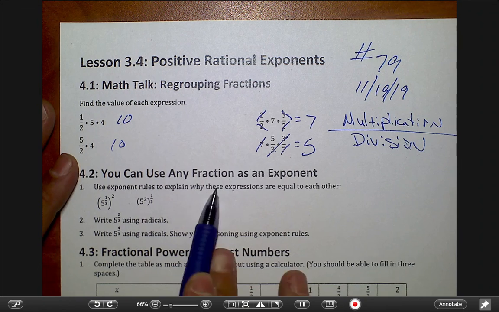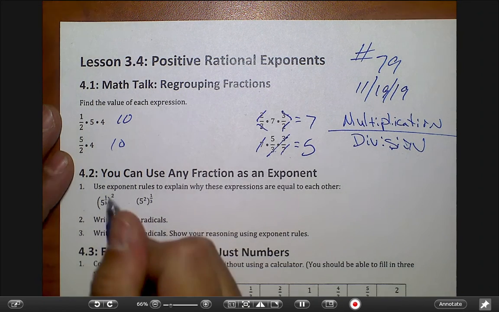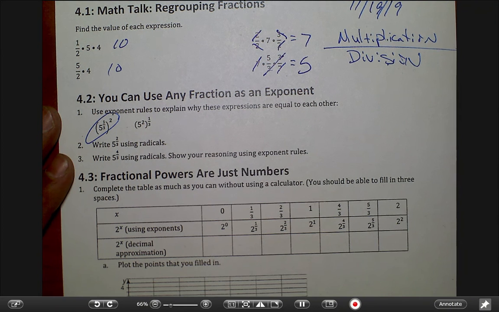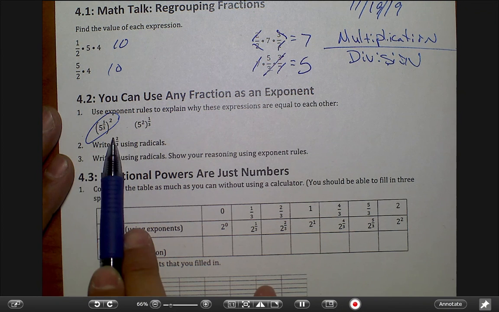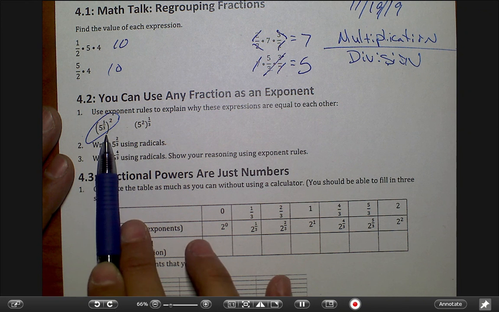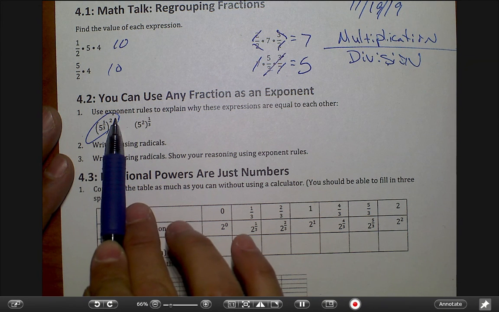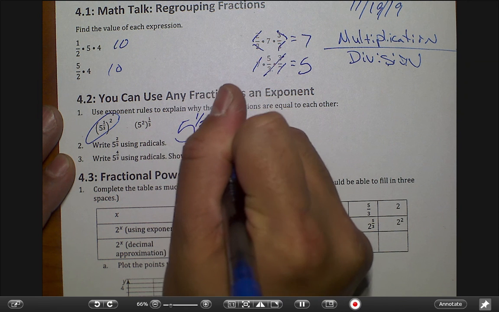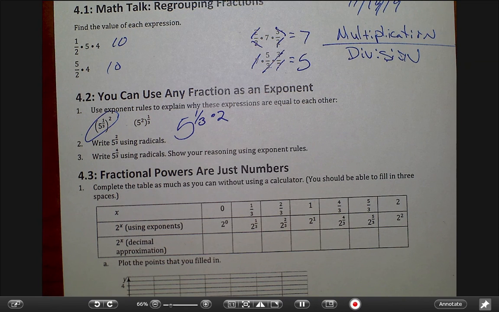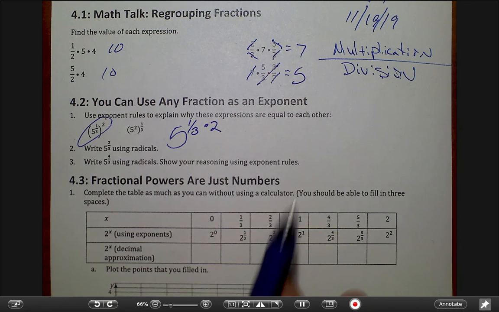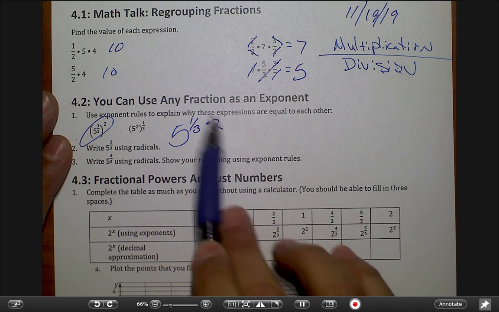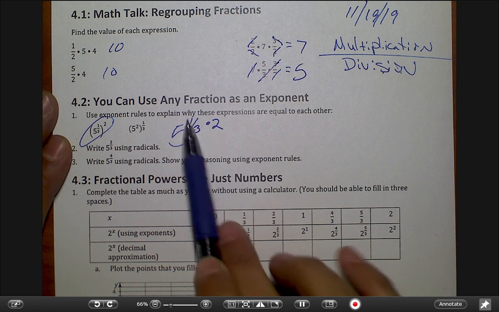Use exponent rules to explain why these expressions are equal to each other. So for this right here, that's a power to power. What do I do if it's a power to power? Multiply. This is what was on 3.1. On the back of 3.1, it has these notes. So if I'm taking a power to a power, that's a multiplication. So it's going to be 5 to the 1/3 times 2. Now, again, multiply by the top, right? So it's going to be 2 times 1 divided by 3 is just going to be 2 over 3.